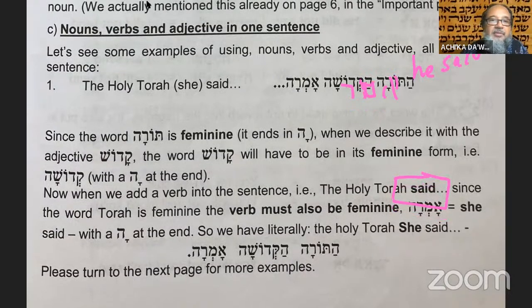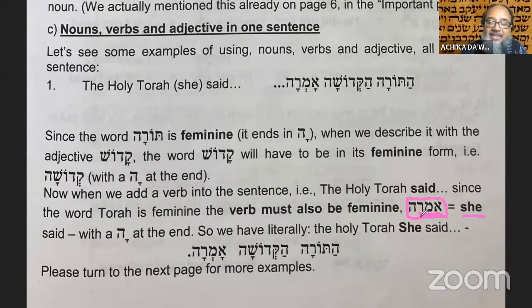This is something I had to wrap my mind around. Forgive me, guys. The screen was on me. All right, let's check this out. If I took away this right now, it's just Amar. That means he said, past tense. Past tense means perfect. The moment I put that hey on the end of that particular verb, it just feminized it. And it means she said, still perfect, because Amar by itself is perfect.